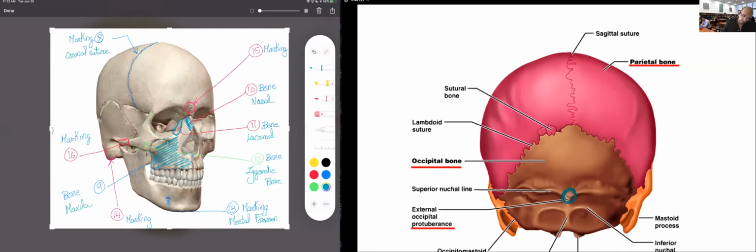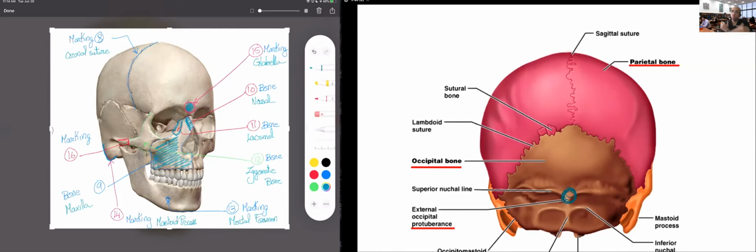Number 14. Remember the short, broad, large process behind the ear. What did we call this process, which is part of my temporal bone? Mastoid process, exactly. Okay, how about number 15? You remember what we call this elevation just above the nose in the frontal bone between the eyebrows? Yep, this is my glabella. Exactly.